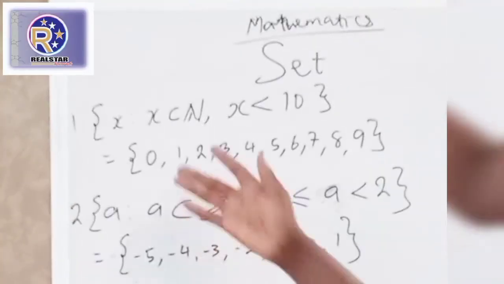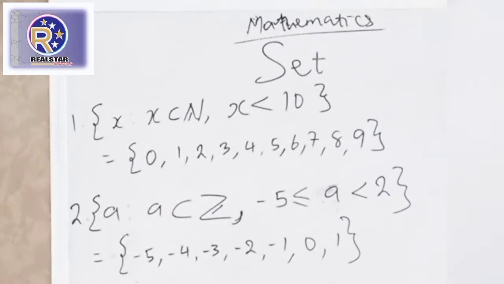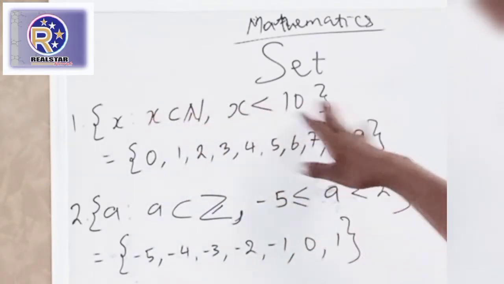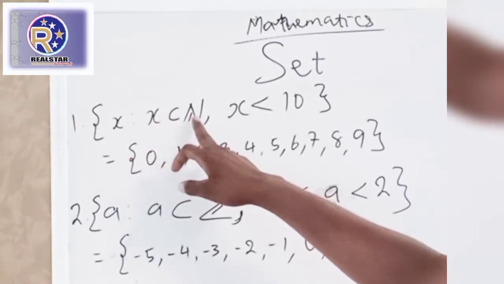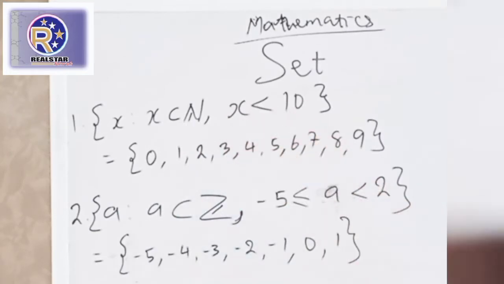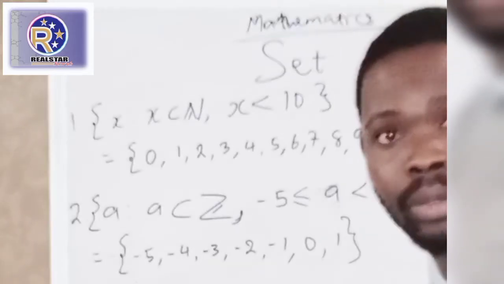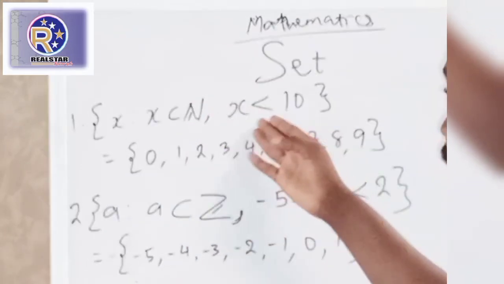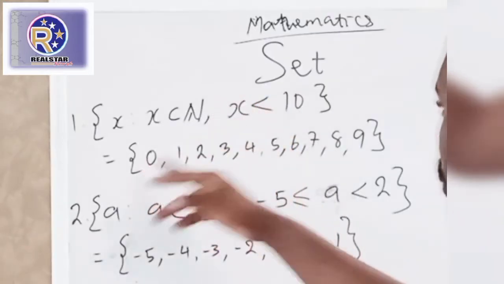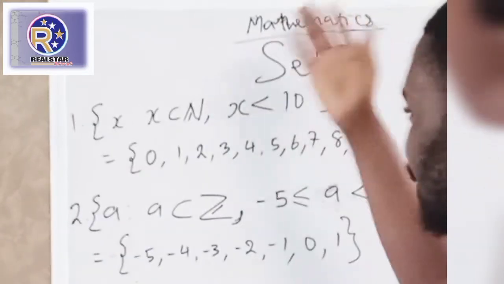Let's look at these questions we have here. This one means x such that x is contained in natural numbers. When you see this sign, it means such that, and x is less than 10. Natural numbers are positive numbers. So it means natural numbers that are less than 10. We have from 0 to 9. That is just the interpretation of what you have there.